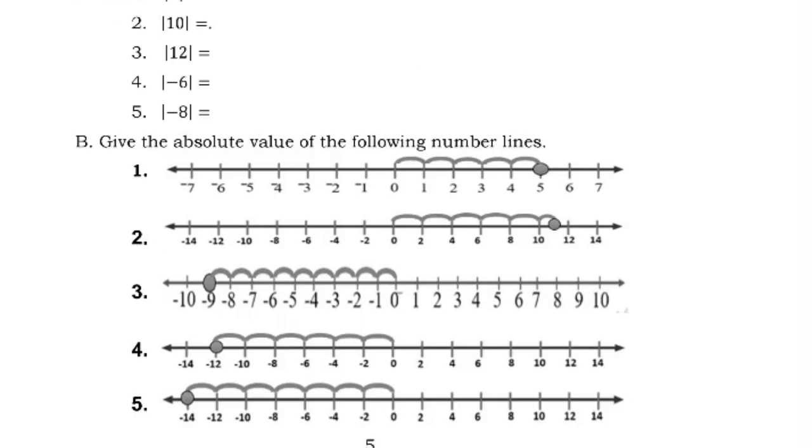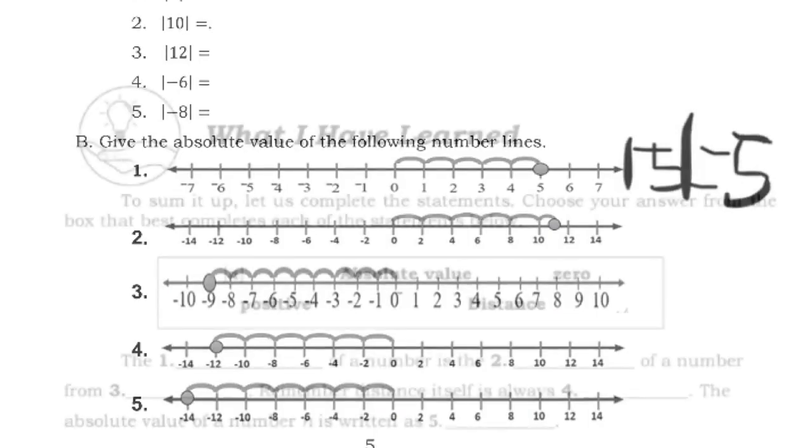What you're going to do is you're going to have its absolute value. For example, number 1. This is from 0 to 5. So this is absolute value of 5. So absolute value of 5 is equal to 5. We're going to answer numbers 2, 3, 4, and 5.